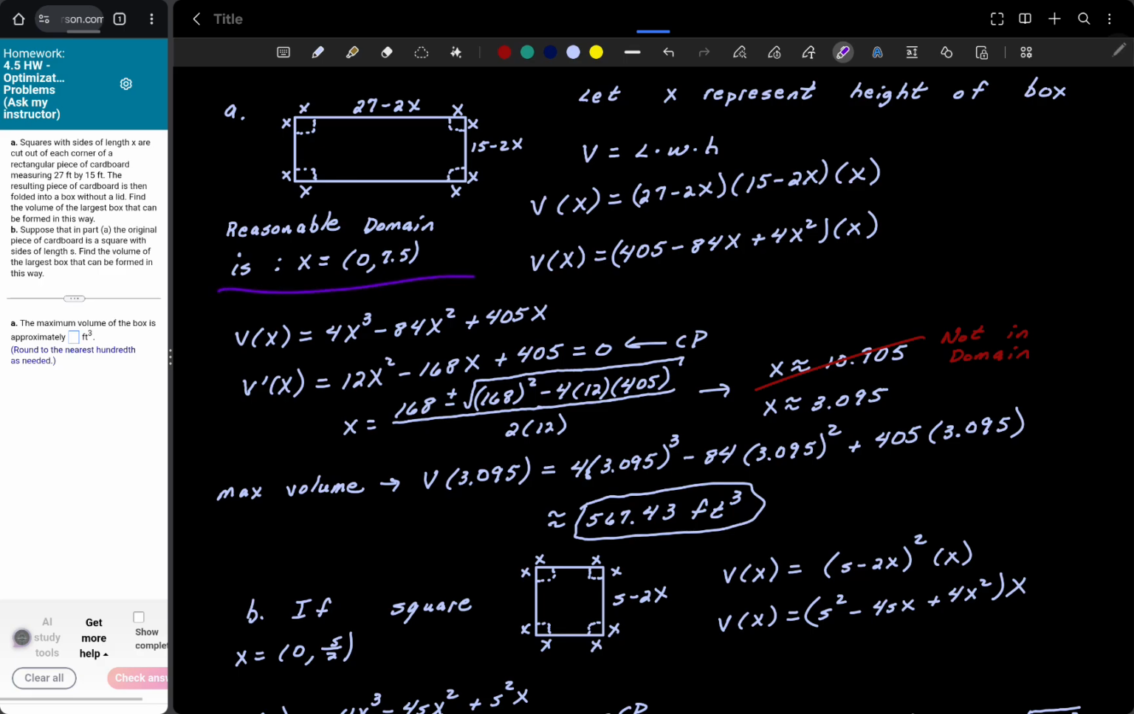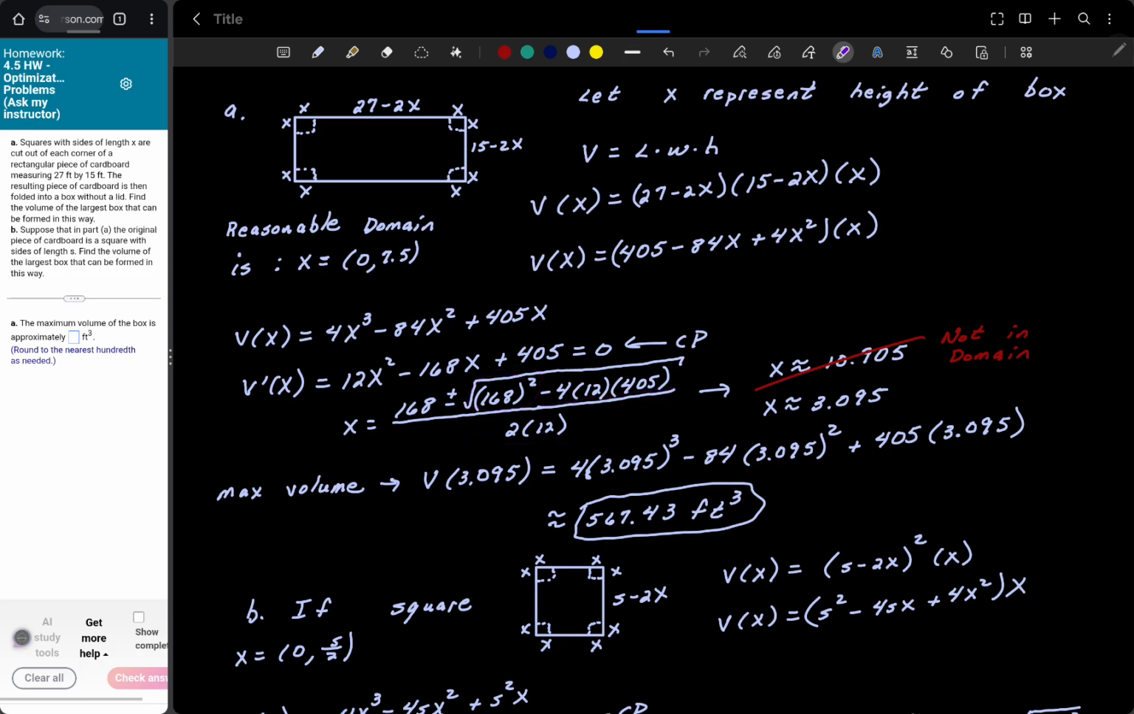So, keeping in mind that domain for x, this is going to be the volume with respect to x. I need to take the derivative of that expression. And when I do, I get 12x squared minus 168x plus 405. We set that equal to 0 to find our critical points. Now, critical points, not easy to find in this case. You could have done them graphically. I went back and just did the old quadratic formula. x equals negative b plus or minus the square root of b squared minus 4ac all over 2a.